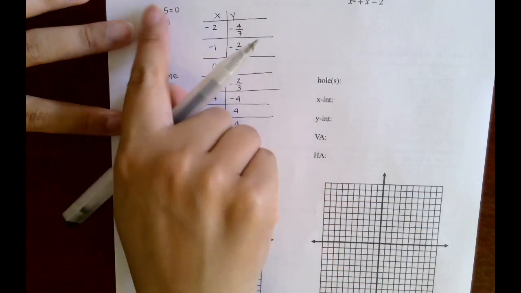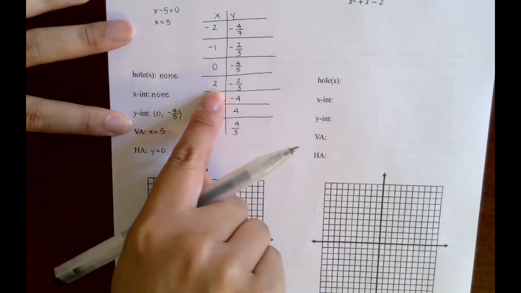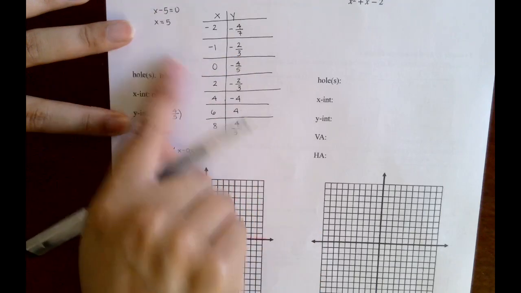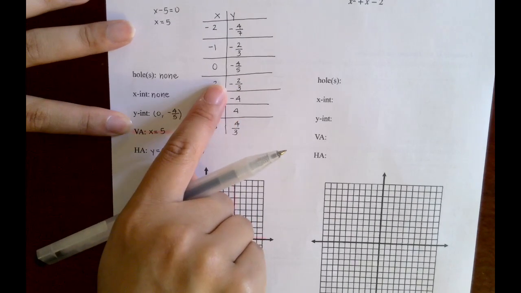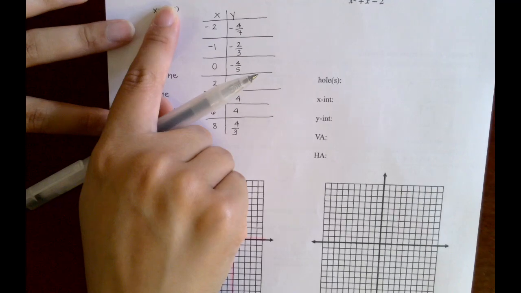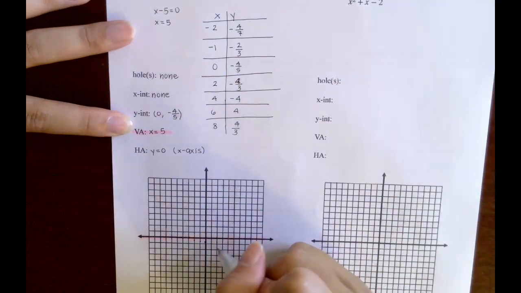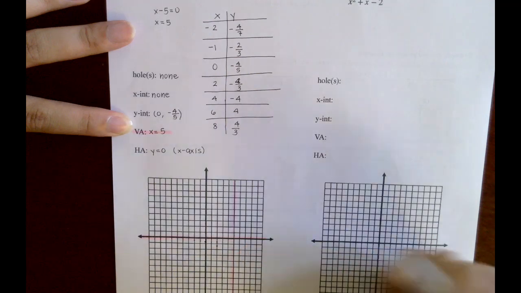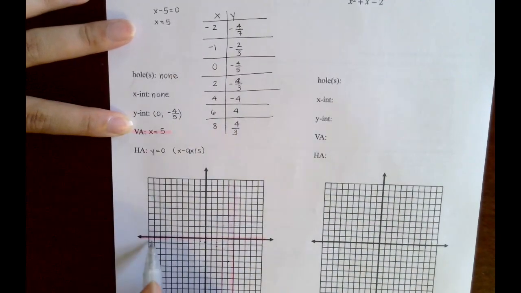Well, let me check. Negative 6. Nope, that is right, 2 minus 5. This is negative 4/3, right? 2 minus 5 is negative 3, so this is negative 4/3. So let's move that. Negative 4/3 is here. And 4, negative 4, is 1, 2, 3, 4. It's about here.